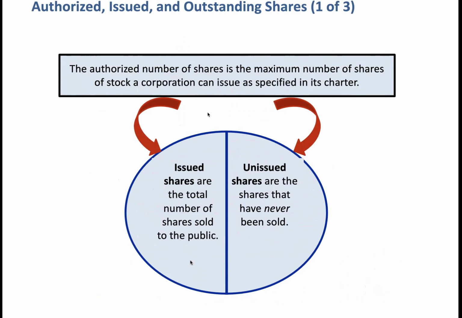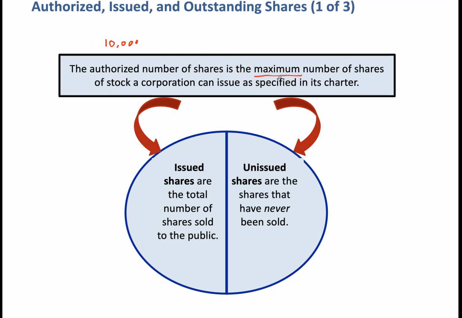This figure formalizes the idea of authorized stock, issued stock, and outstanding stocks. So authorized stock, or the authorized number of shares, is the maximum number of shares that a company could possibly issue according to the charter of the company. Let's assume the charter of the company authorized 10,000 shares to be issued. Okay, that is the maximum number the company could possibly issue.